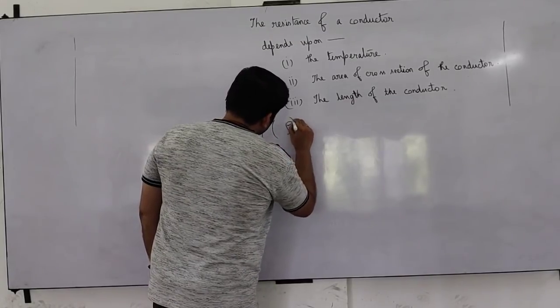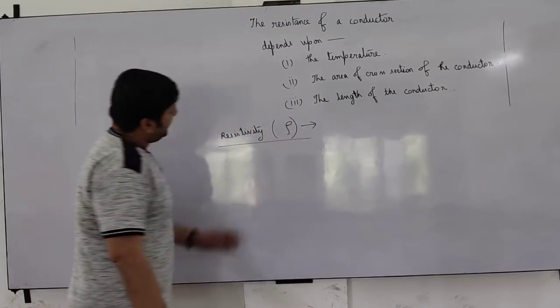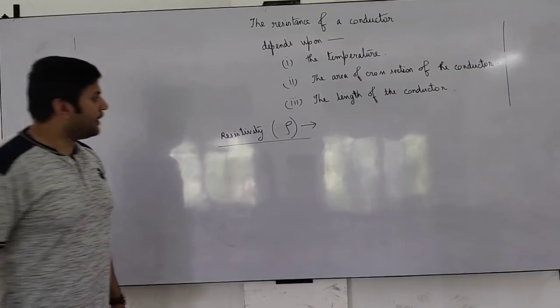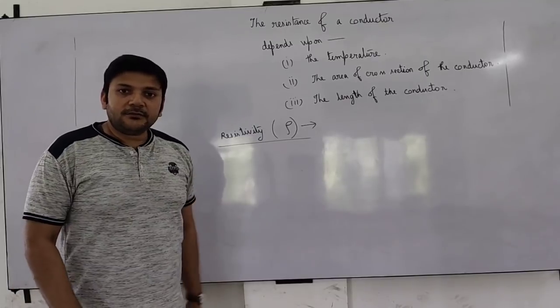It is denoted by the letter rho. Okay. You can write.